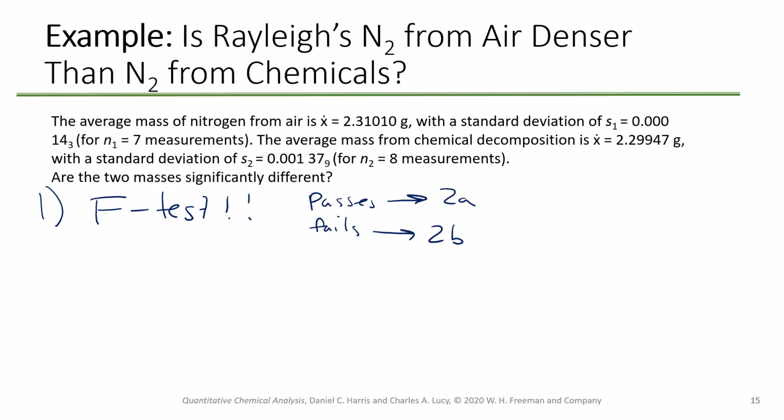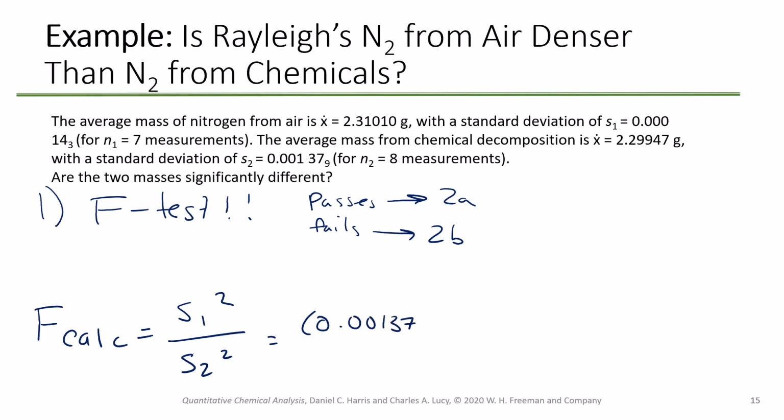Okay, so F calc will be S1 squared over S2 squared, but S1 has to be bigger. So here's where we have to make sure we don't make a mistake. S2 is the bigger value, so I'm going to put that number on top because it has to be greater than 1. And I get a very large number. I'll round it to 93.